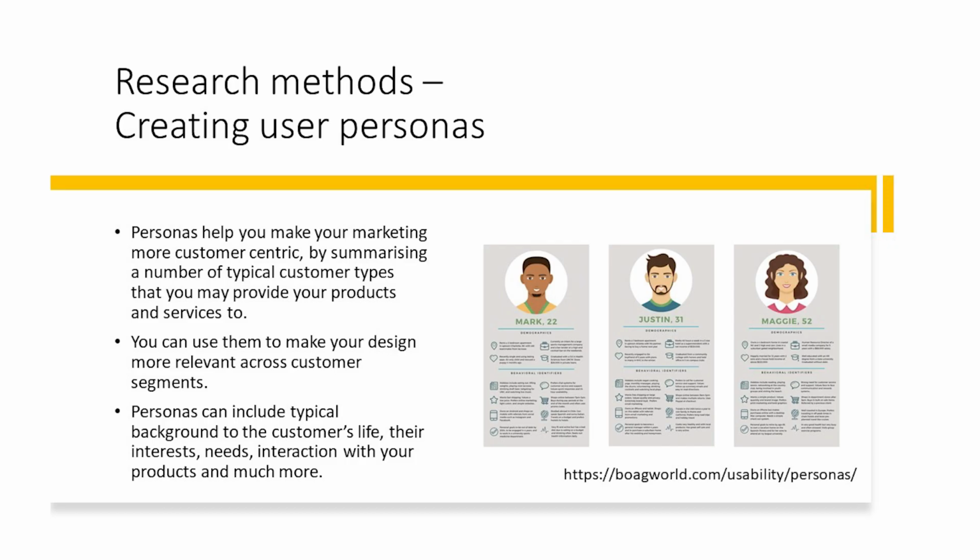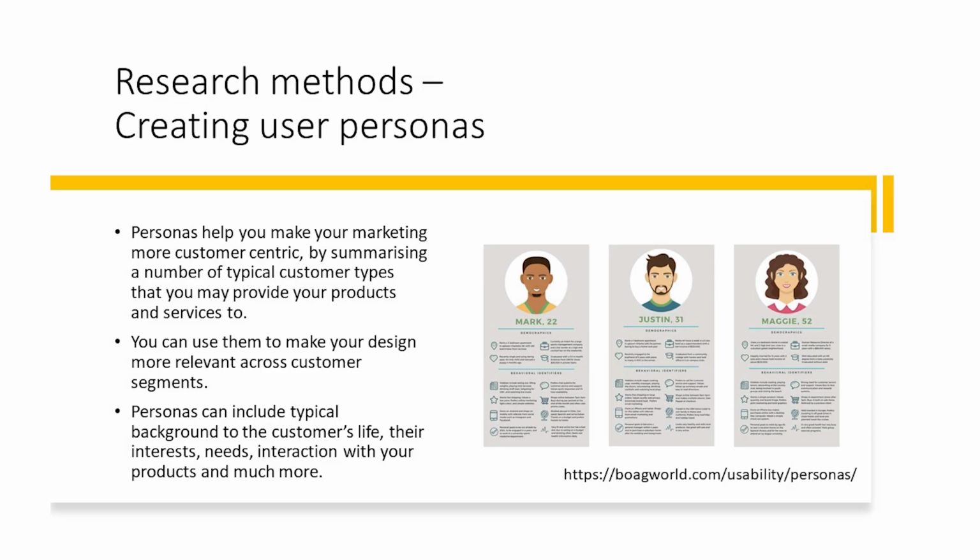Yet another research method is creating a user persona, and this is crucial because when you are trying to define your market segmentation, you are trying to understand what your market for the product is going to be. You want to understand the different types of users that you might have. For instance, you might have Mark, who is 22, Justin, who is 31, and Maggie, who is 52. And below that, you can write some details about their demographics and their behavioral identifiers.